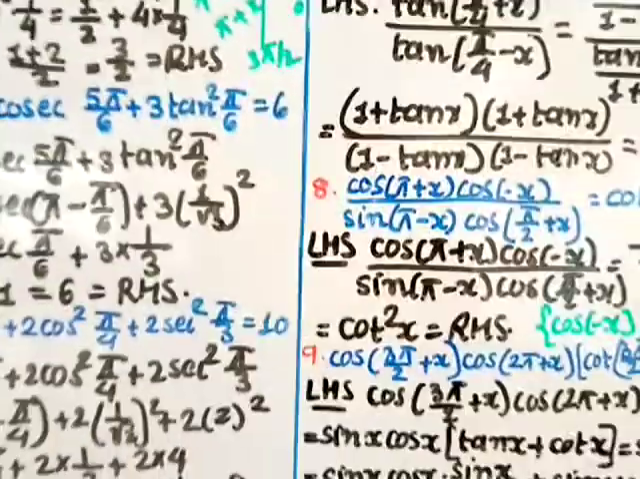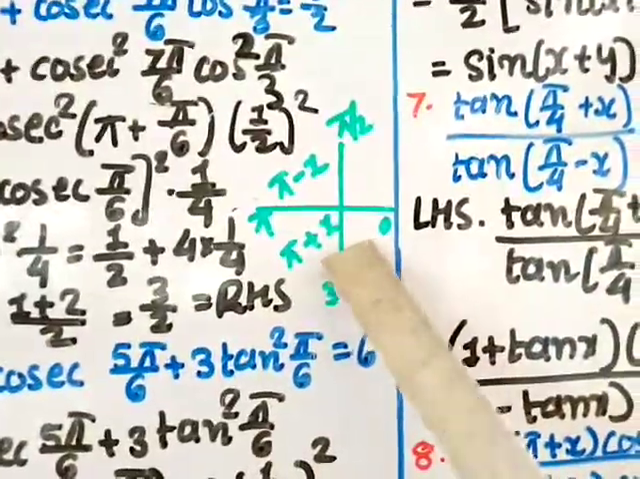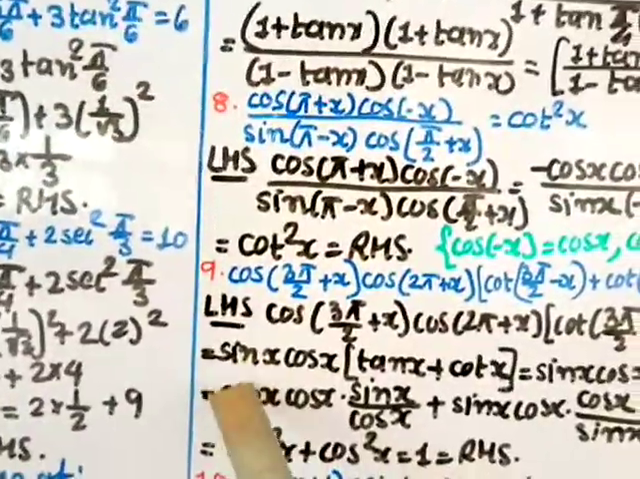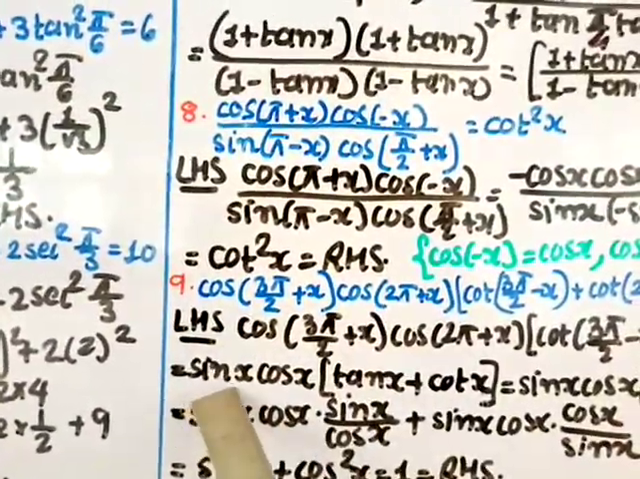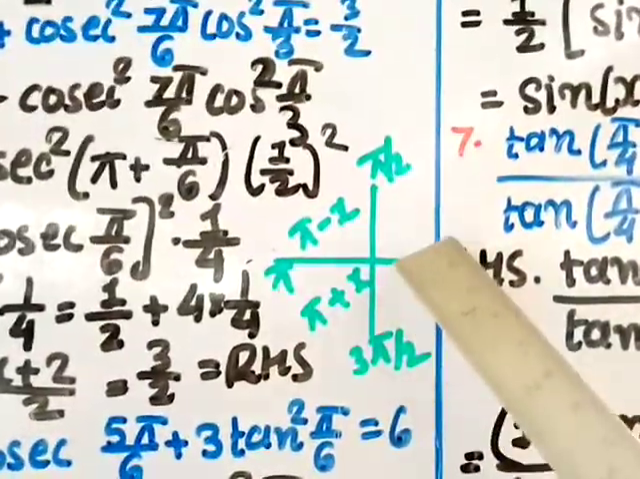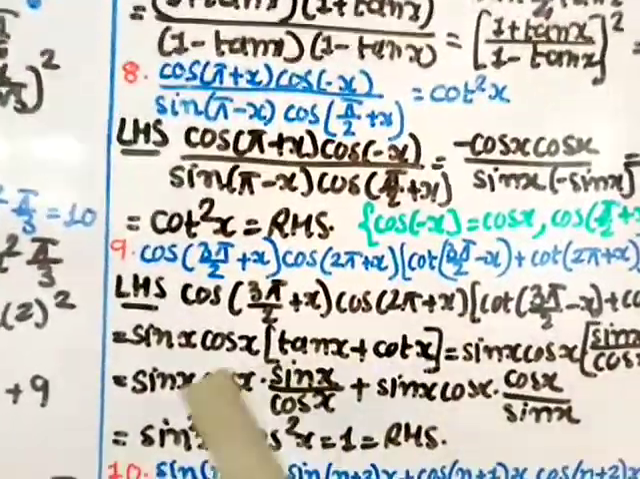Okay, and the quadrant is 3π/2 plus x. So this quadrant. Okay, in this quadrant cos is positive, therefore sine also will be positive, and this value will be sine x. Then cos(2π + x). Now 2π comes here. 2π plus x means first quadrant. In the first quadrant, all the trigonometric values are positive. So this value will come cos x.